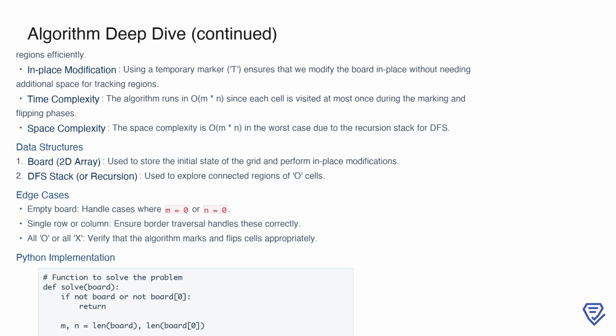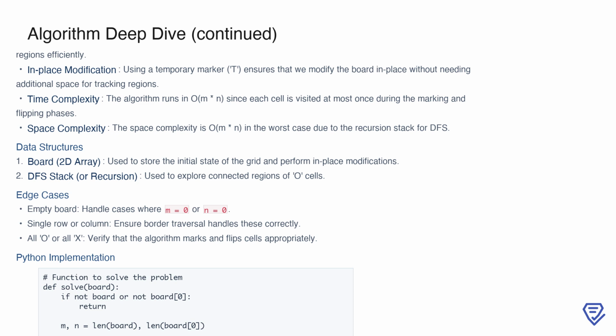In terms of efficiency, the time complexity of the algorithm is O(m*n), as each cell is visited at most once during the marking and flipping phases. The space complexity is also O(m*n) in the worst case due to the recursion stack used by DFS. Some key data structures in this solution include the board itself, which is represented as a 2D array for in-place modification, and the DFS stack, which is used to explore connected regions of O cells.